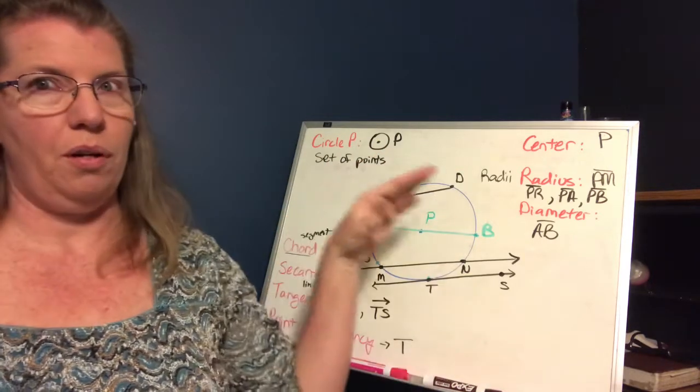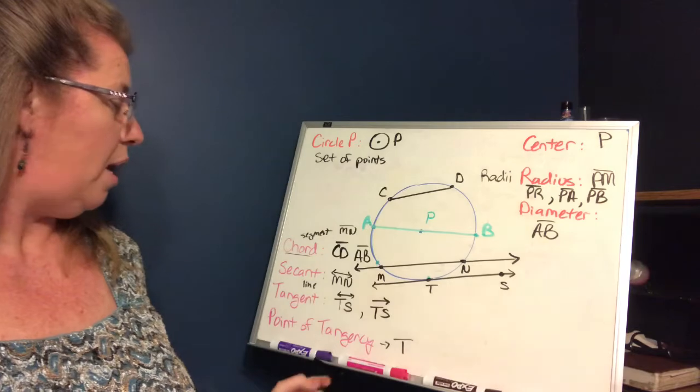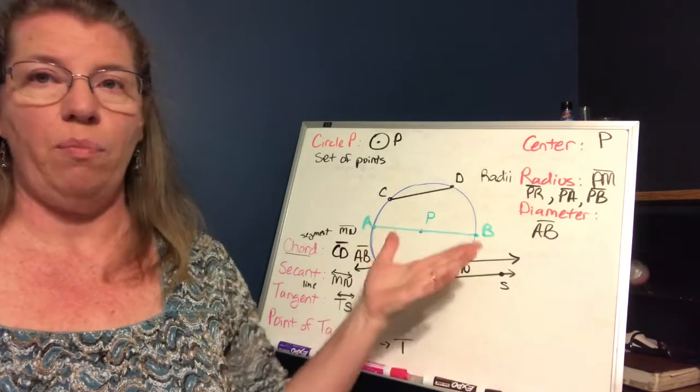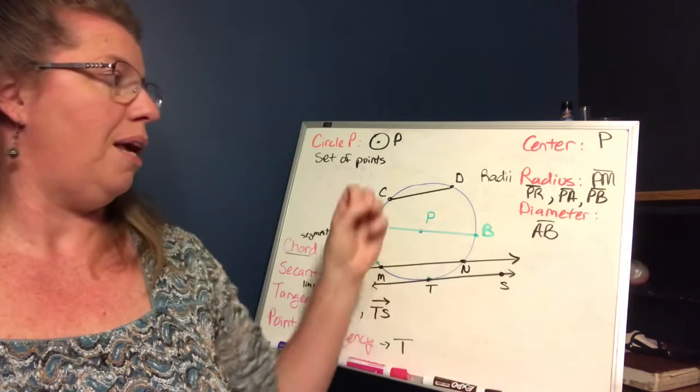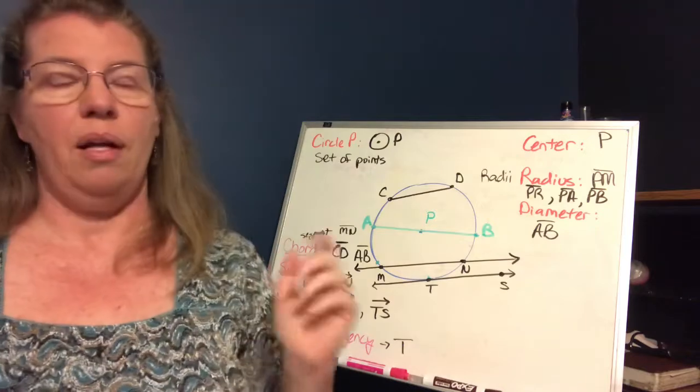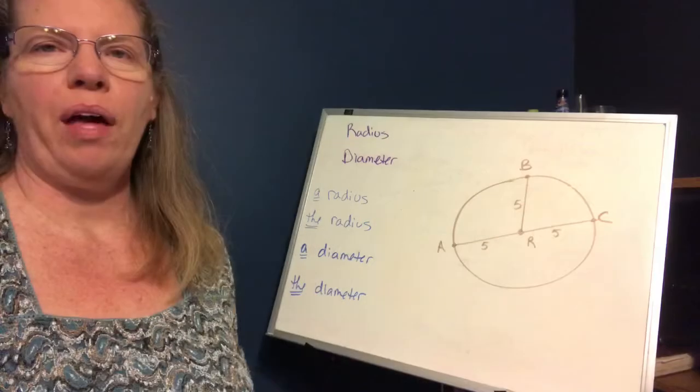So lots of new terms. It means you're going to be working in your notebook a little bit to get used to them. Some of your homework, they're just going to give you a picture and say name the tangent, name the diameter, name a radius, name a chord, etc. like that. Okay, we're back.